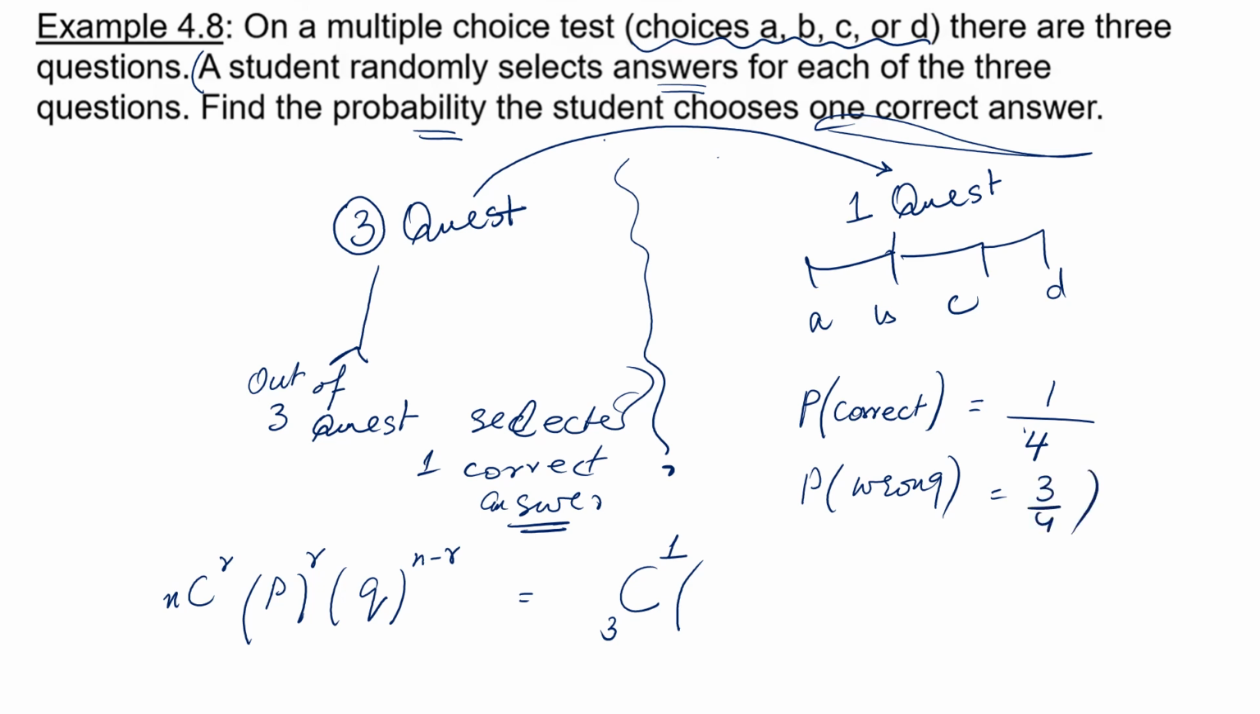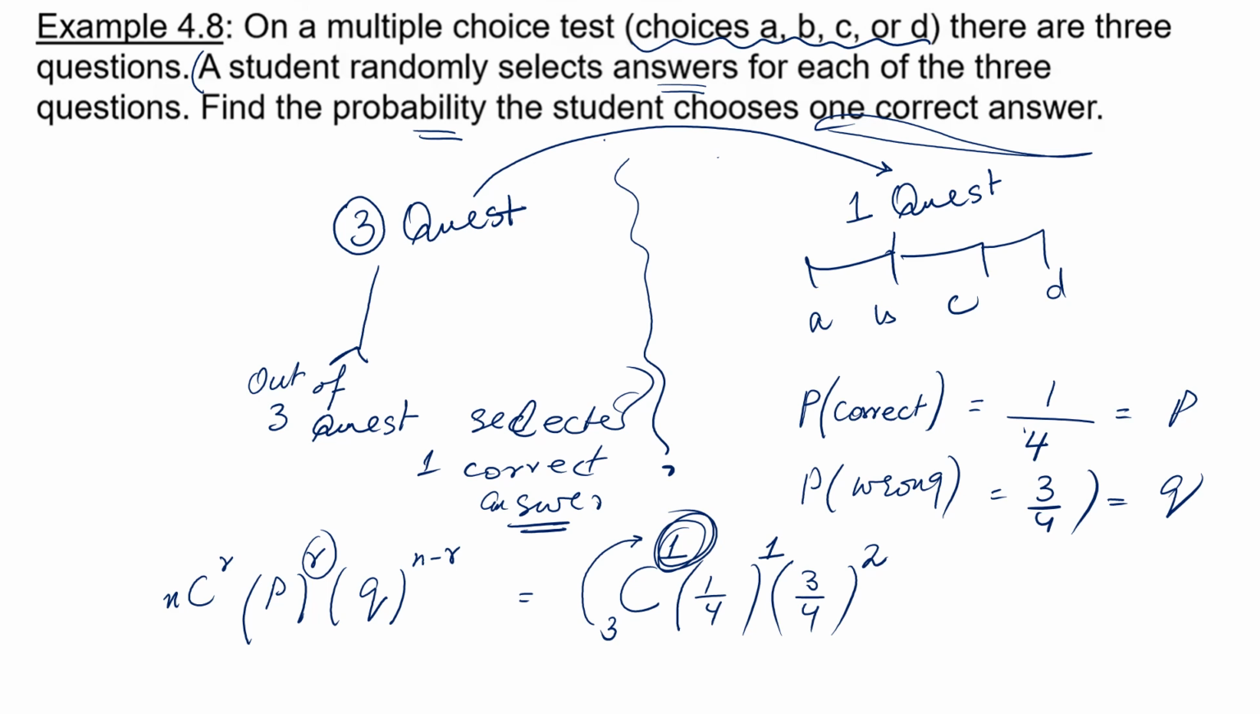So here your P is 1 by 4 and your Q is 3 by 4. So in place of P, you will write 1 by 4. In place of Q, you will write 3 by 4. Now what is R? This 1 is your R. So 1 over here, and on the losing, from the total minus the 1. So 3 minus 1 gives you 2.